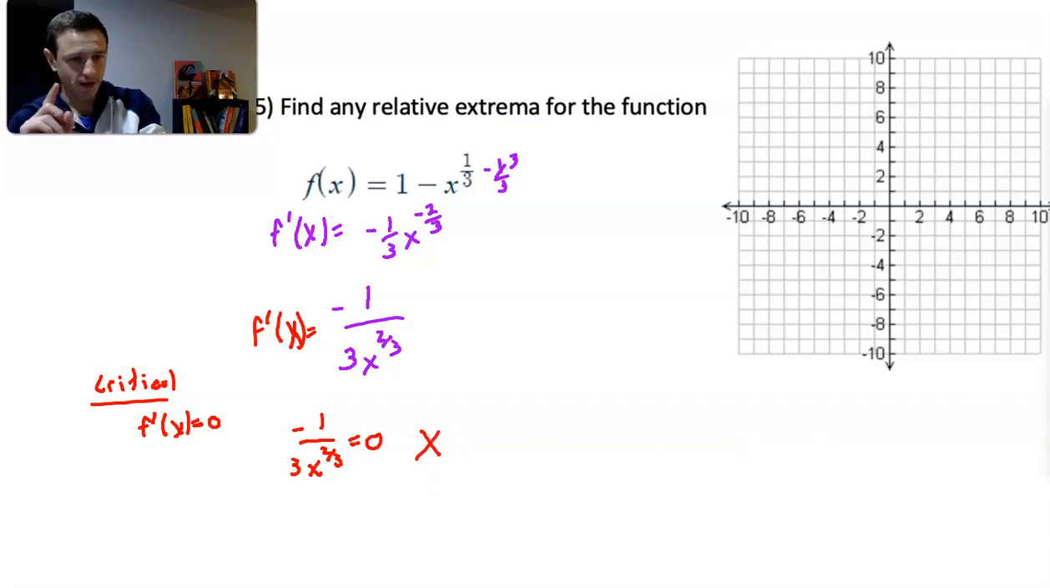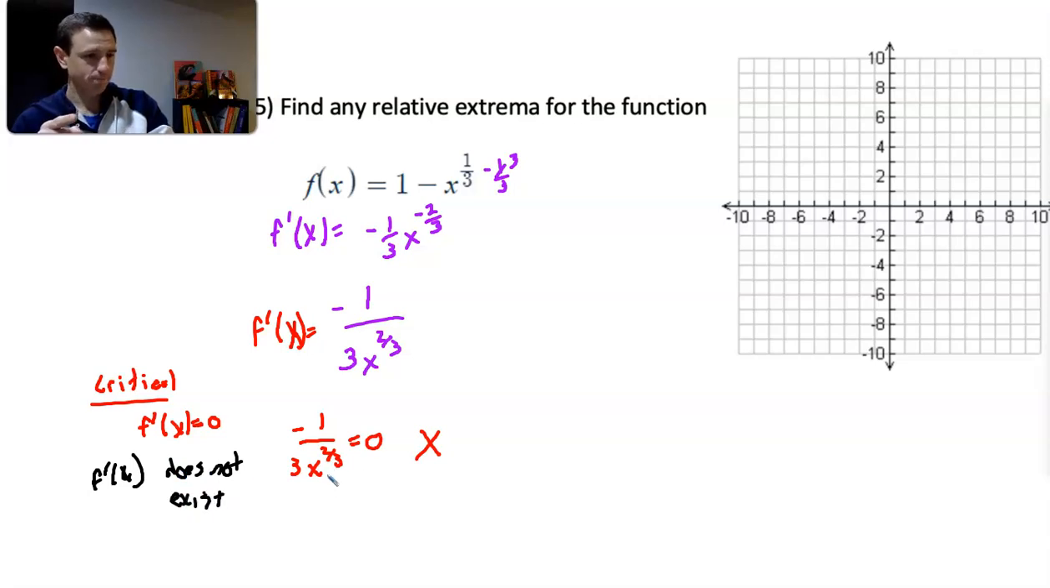But here's what you want to keep in mind about that statement about the derivative not existing. If I take some c value, plug it into the derivative, and it does not exist. Well, look at that. If I plug 0 into my derivative, what ends up happening? Negative 1 over 0. We can't do that. We can't have negative 1 over 0. So that means x equal to 0 is a critical value.